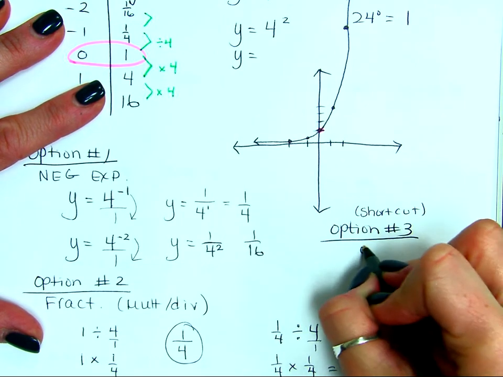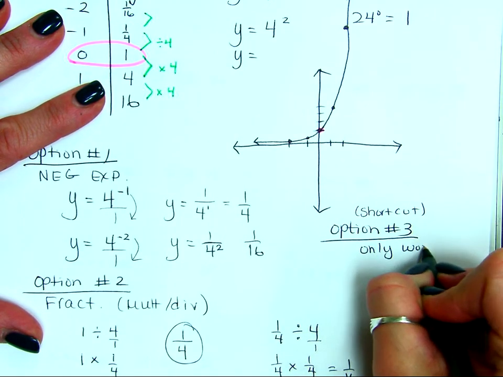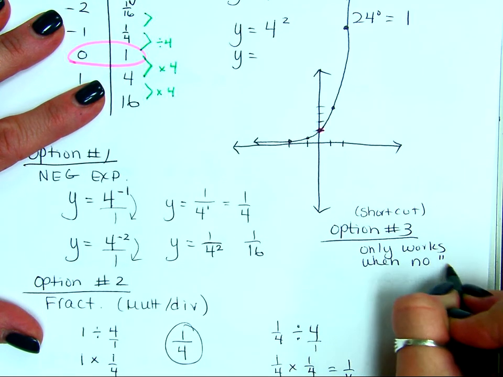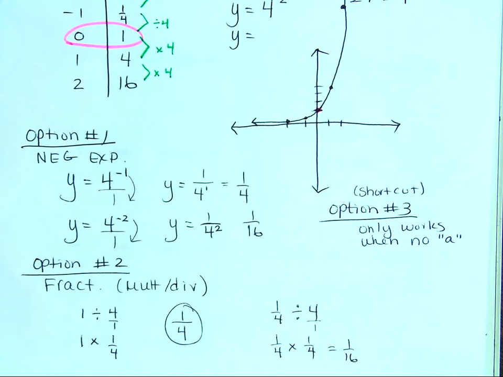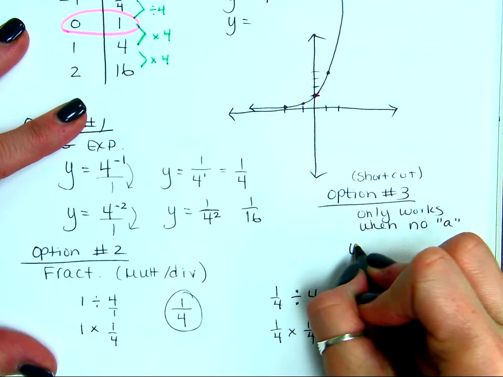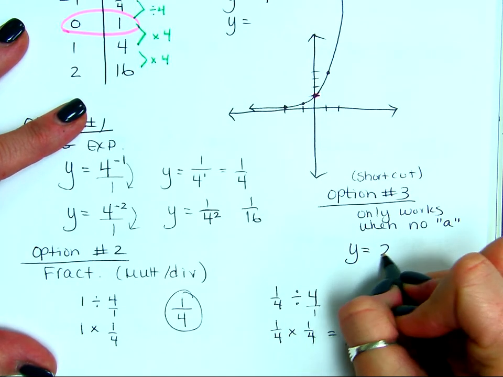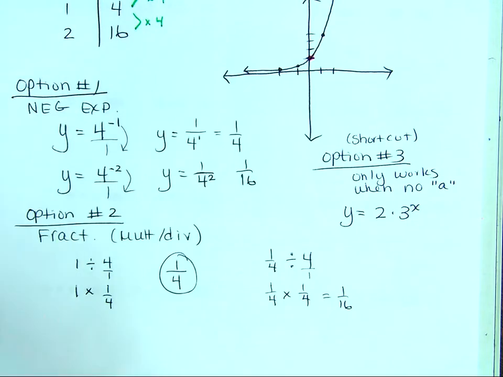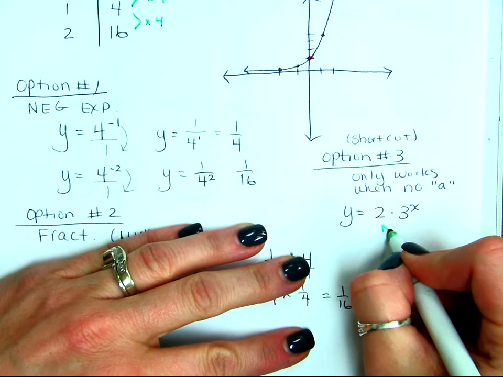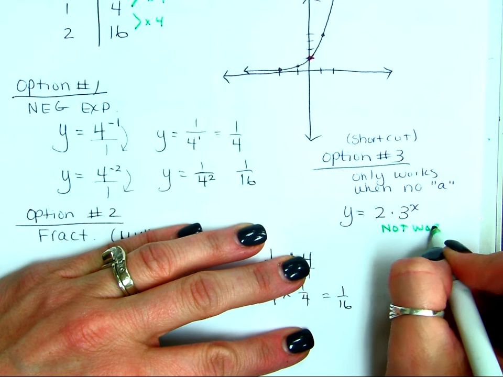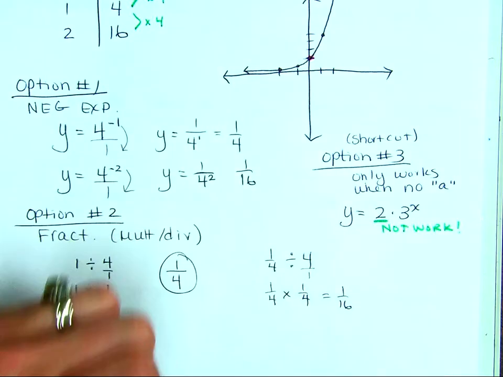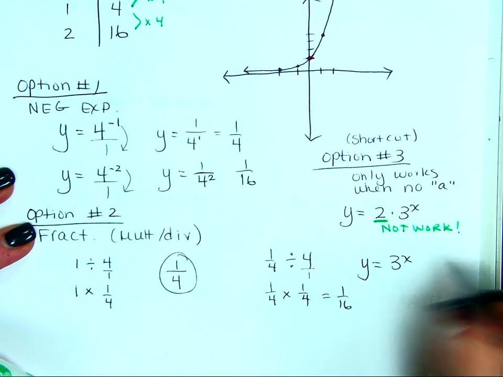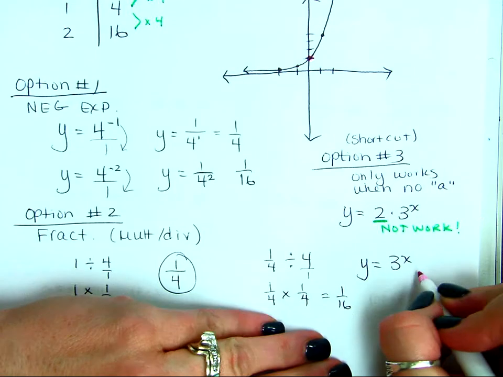And option 3 only works when there's no a, meaning you're not multiplying by something. y equals 2 times 3 to the x, the shortcut would not work. Okay? It would not work because of that. All right? But if I had y equals 3 to the x, yes, your shortcut would work.